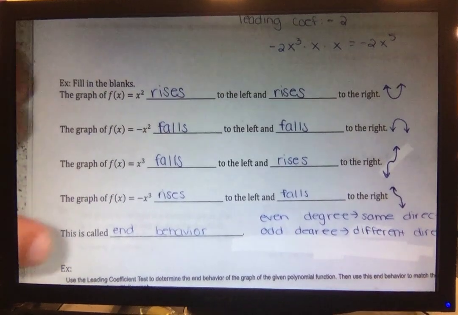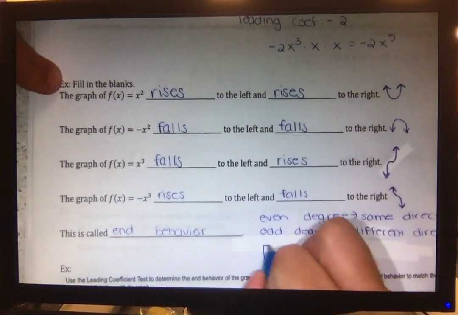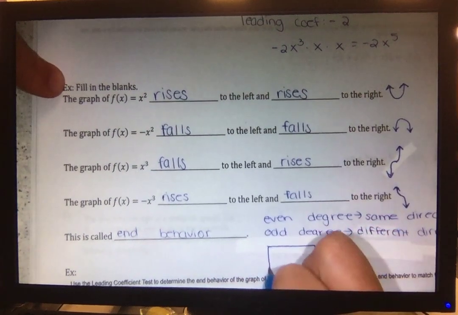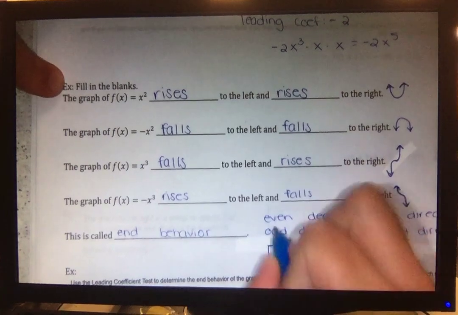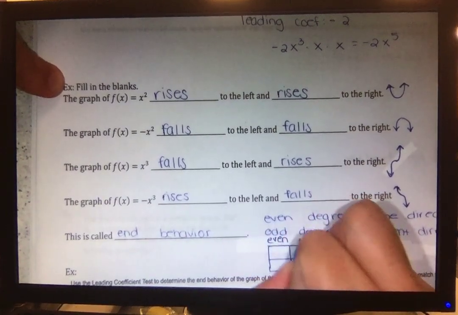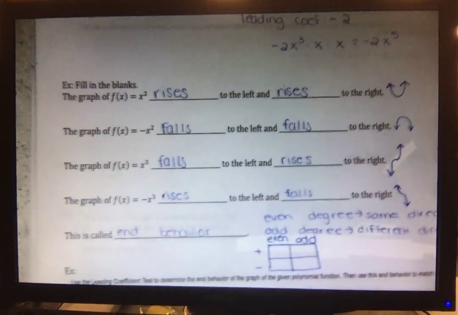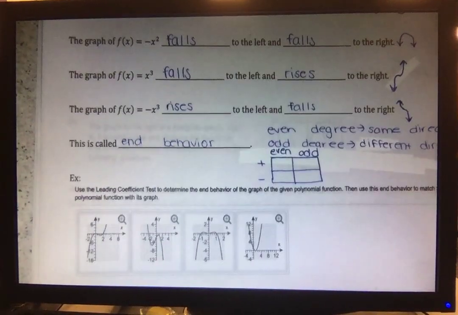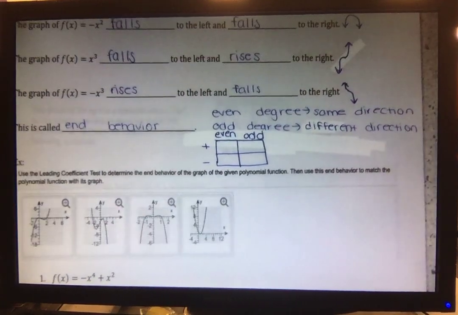Let's make a, what is that thing called, like a Punnett square? Yeah, let's make a box. So let's do even, and let's do odd, and then we can do positive and negative. So this will be better, I think. This is where I was going with it, and I didn't go there.